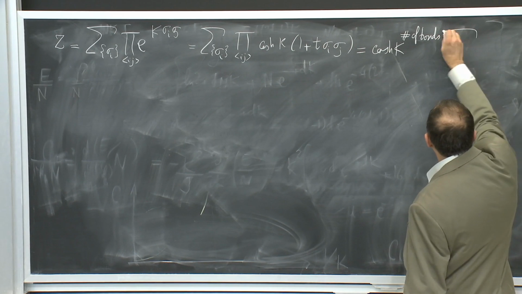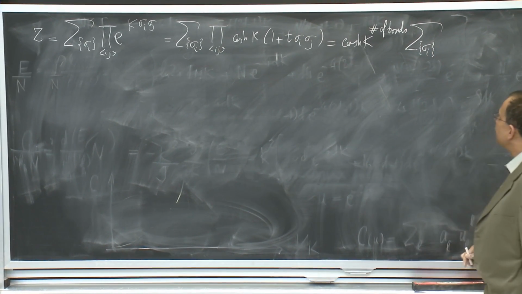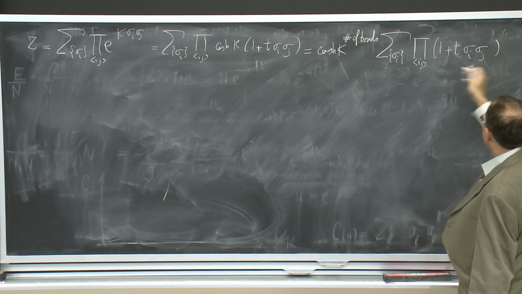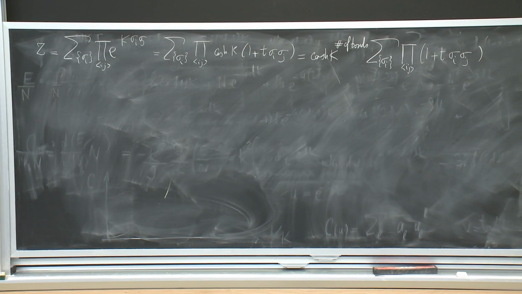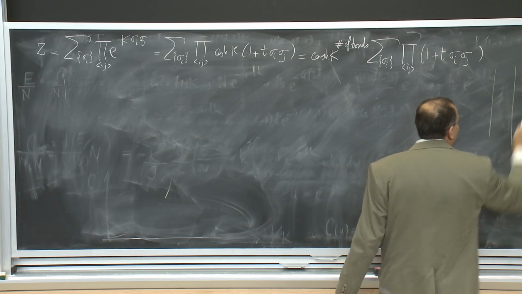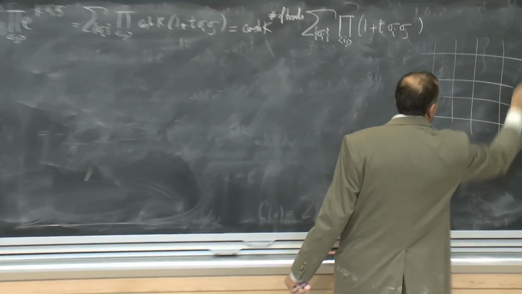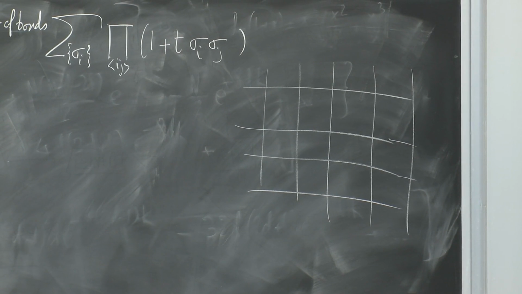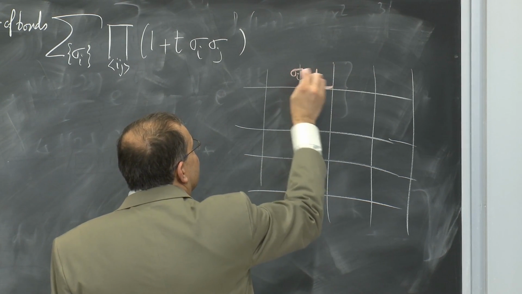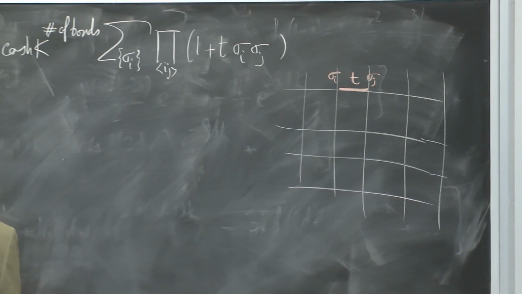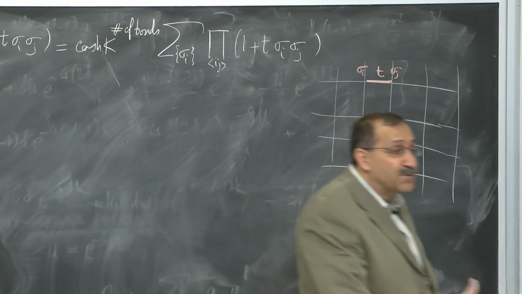And then I have this sum over sigma i, product over bonds, and from each bond, this is a product of 1 plus t factors. So for each ij, I have to pick one of these factors. I can either pick 1, nothing, or I can pick a factor of t sigma i sigma j. So the first term in this series, since it's a series in powers of t, is to pick 1 everywhere.